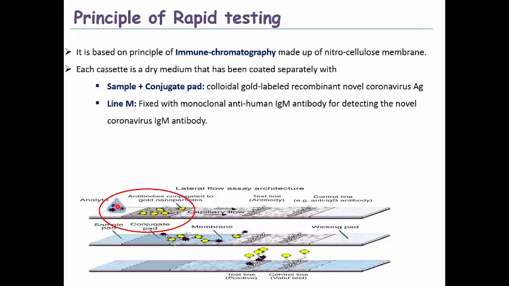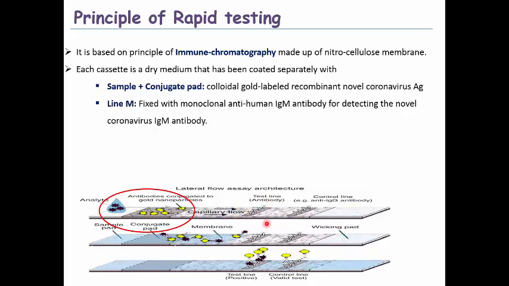and gradually with the help of capillary action this antigen antibody complex will move further. There is one M line which is fixed with the monoclonal anti-human IgM antibody. So if this complex contains IgM against coronavirus, it will bind to the antibody which is present at the test line of IgM and which will produce the color.